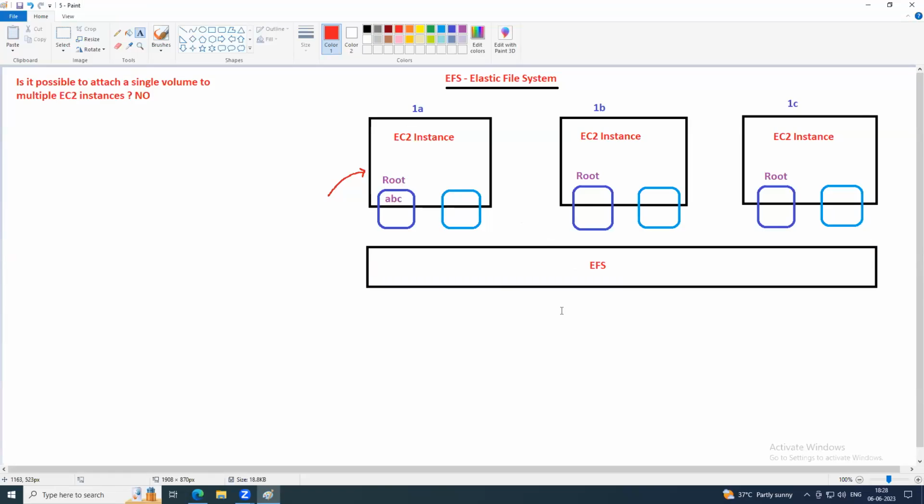And what is your job? You need to mount this EFS to your EC2 instances. You need to mount the same EFS to all the EC2 instances. Correct, Chiti? What is the meaning of mount here? Attach.